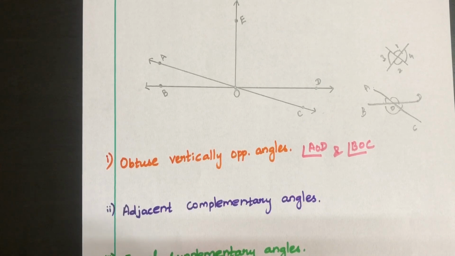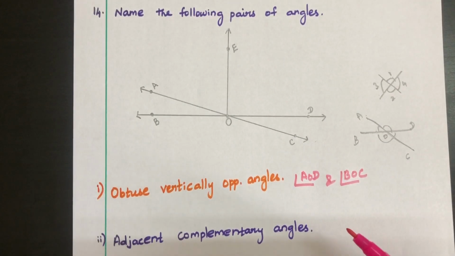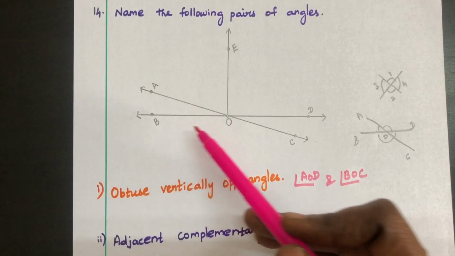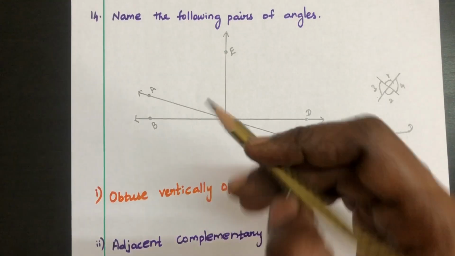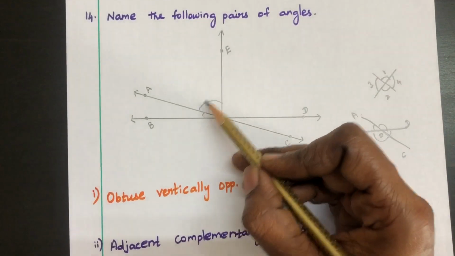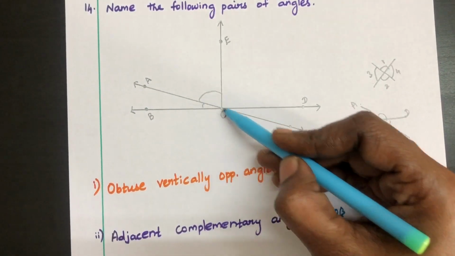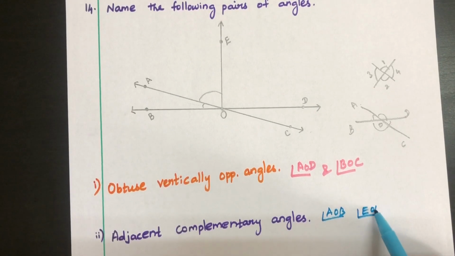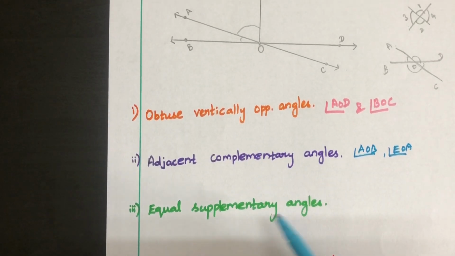Next, adjacent complementary angles. What is adjacent complementary angles? Adjacent means next angle. Complementary angle means if we add the two angles, that next angle, it should give you 90 degree, right? For that, see L shape. If you look for L shape, it must be 90 degree. So the next angle formed here are this angle and this angle, right? This is adjacent angle. Common vertex, common arm. Angle AOB, similarly EOA are adjacent complementary angles.